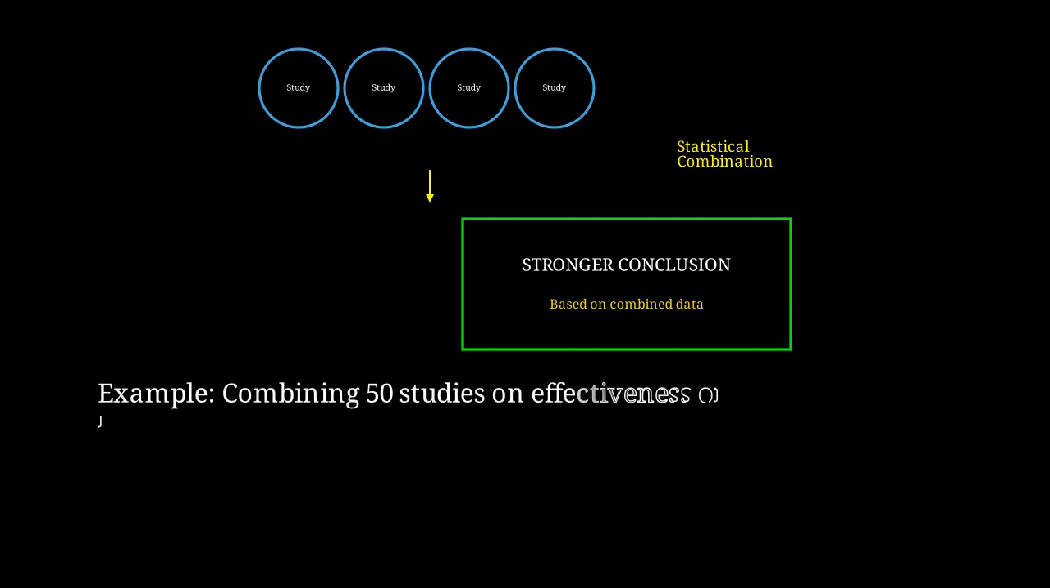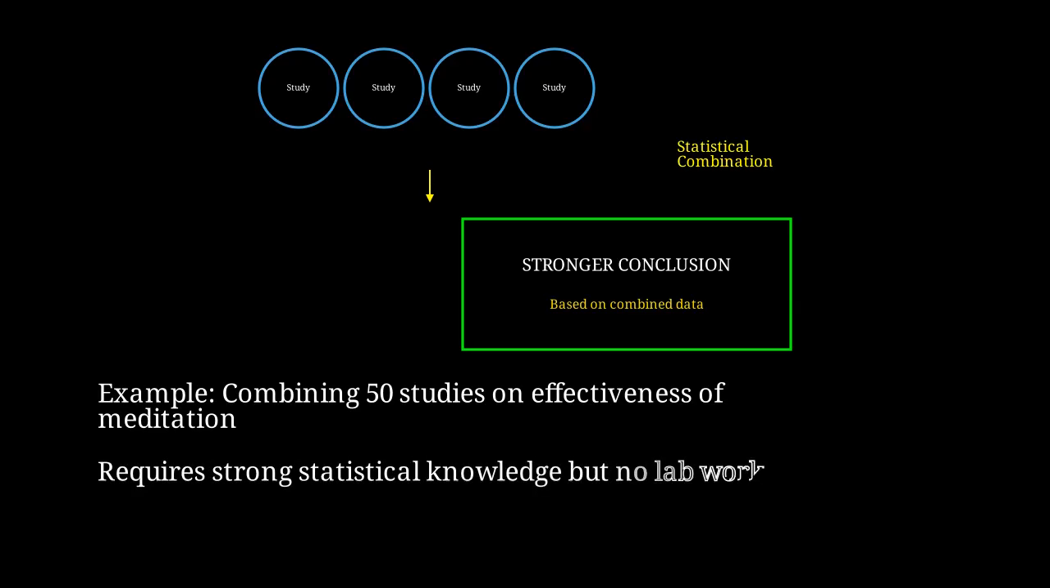For example, you might find 50 studies on whether meditation reduces anxiety. Some say yes, some say maybe. Some show small effects. A meta-analysis combines all their data to determine the true overall effect size. This type requires strong statistical knowledge, but no lab work. If you're good at math and data analysis, this could be your path.